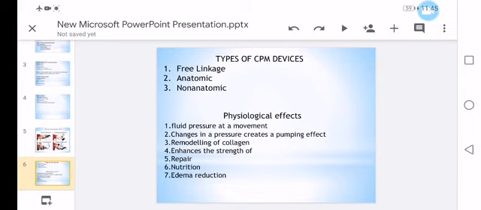Remodeling of collagen enhances the strength of tendons and skin. Nutrition: it gives nourishment to the joint, from the meniscus and articular cartilage. Edema reduction varies according to the body part and condition being treated. It differs from one person to another.